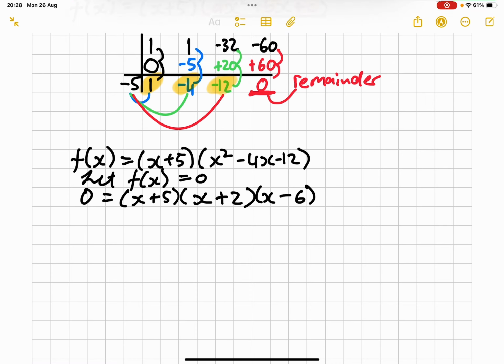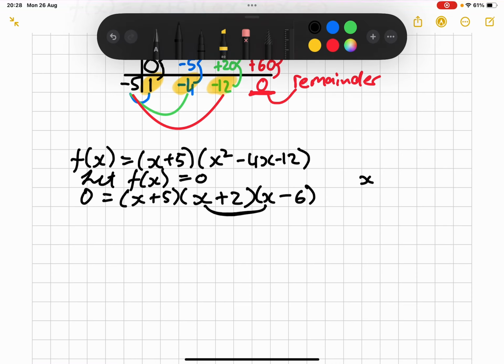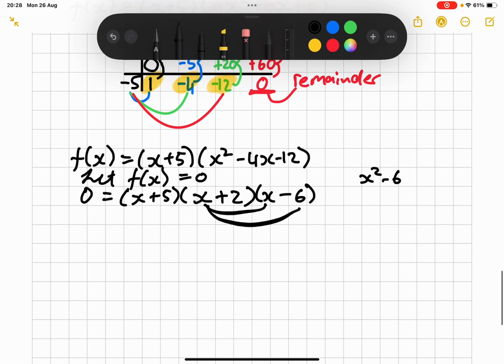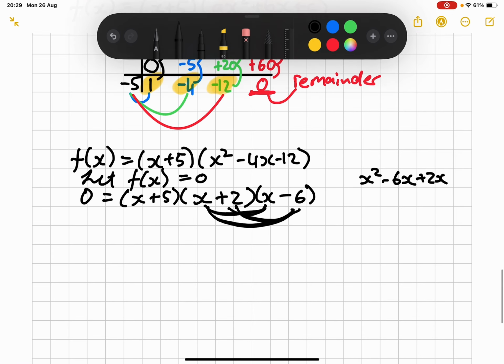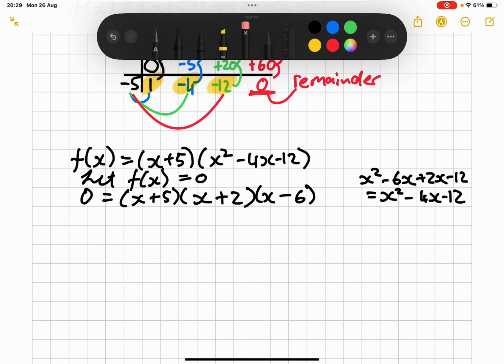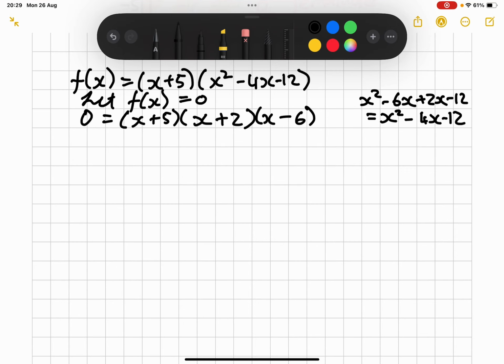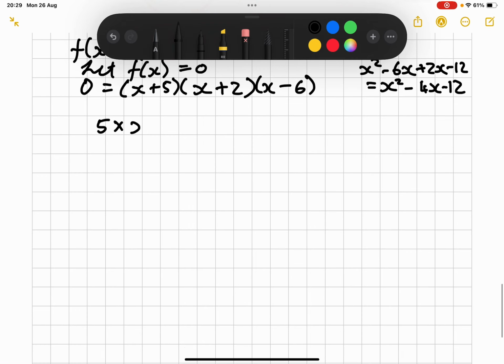Then again, to always check your answer, this times that will be x squared. This times that, minus 6x. That times that, plus 2x. That times that, minus 12. So we know we end up with our x squared minus 4x minus 12, which is what we had here. So we know we're right. Okay, so I'm just going to get rid of these funny lines here. There we go.